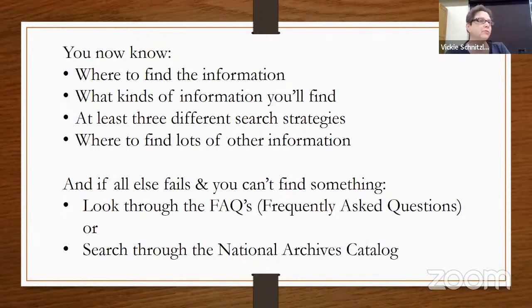So there's lots of other information that if you were writing a family history, some of that information you could use to kind of give some background to what your family was going through at that particular time. And if all else fails, again, going back into the frequently asked questions, or going back into the National Archives catalog. And where I typed in the 1950 enumeration district maps, you could type in whatever information you were looking for, and you might be able to find it listed someplace. So again, hopefully you picked up a couple things tonight. Next slide.